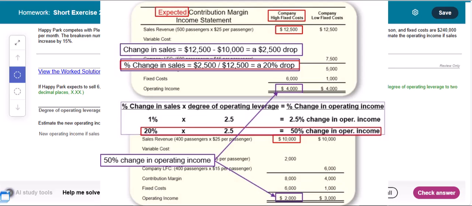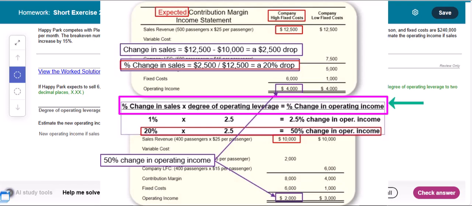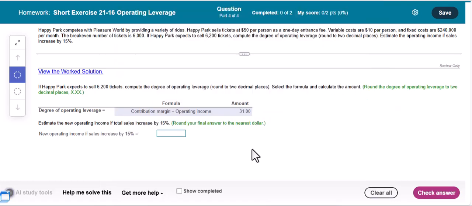So we calculated this degree of operating leverage. If we multiply that by the percentage change in sales, that gives us our percentage change in operating income. Again, percentage change in sales times the degree of operating leverage gives us our percentage change in operating income. So our percentage change in sales, which is a positive 15%, times our degree of operating leverage, this 31, gives us the percentage change in operating income.